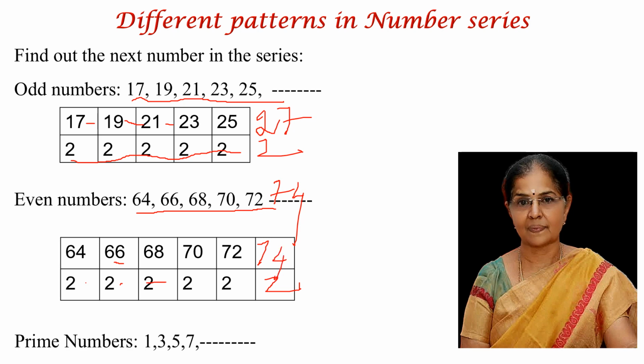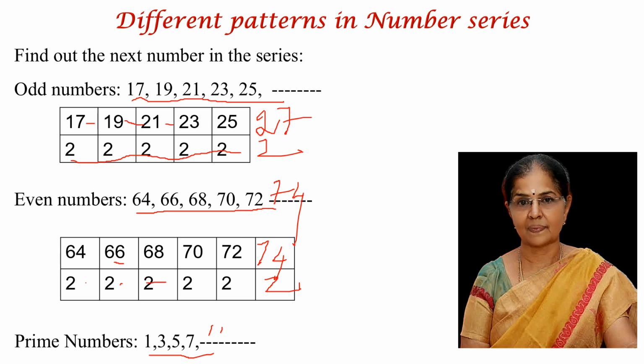Now, the next is 1, 3, 5, 7. Looking at the numbers, you can say they are prime numbers. At least up to 13, you should learn the prime numbers by heart. 1, 3, 5, 7, and the next number is 11.